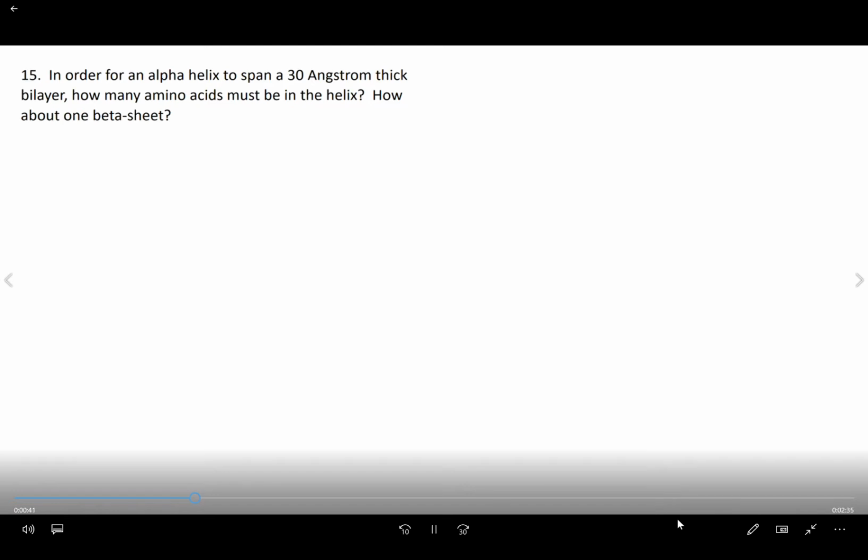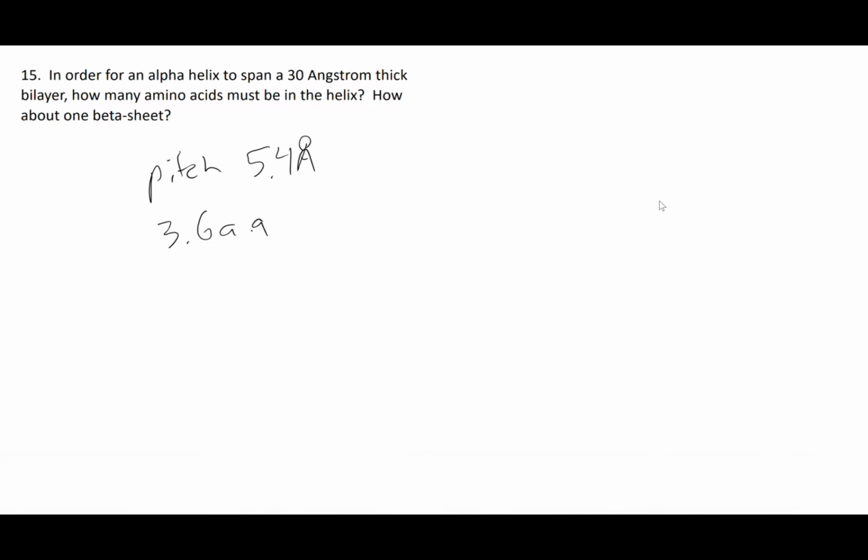Alright, in order to answer this question, we need to recall some of our properties of secondary structure elements like alpha helices and beta sheets. So we're going to start off with the alpha helix. An alpha helix has a pitch of approximately 5.4 angstroms. Basically, for one turn of a helix, it's going to rise 5.4 angstroms, and each turn is going to include 3.6 amino acids.